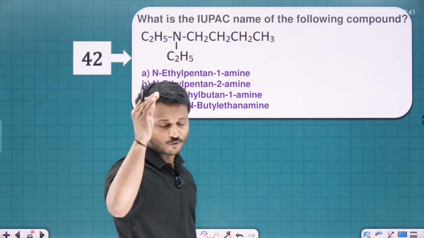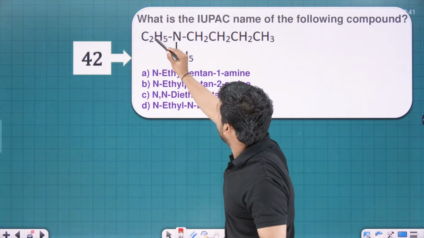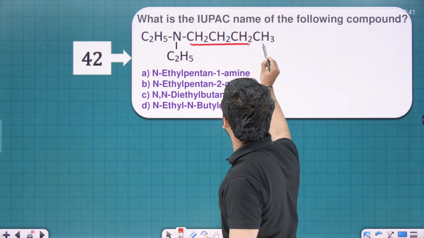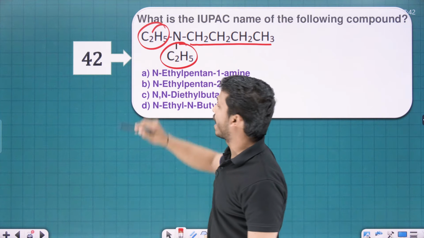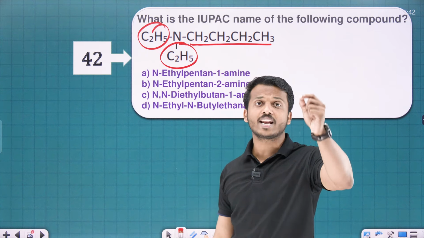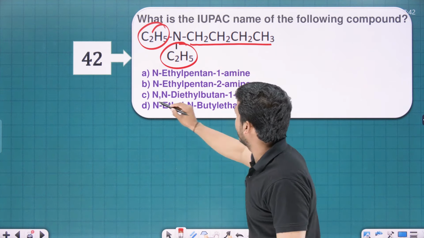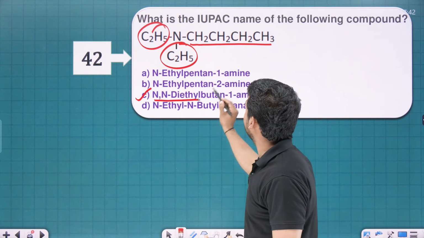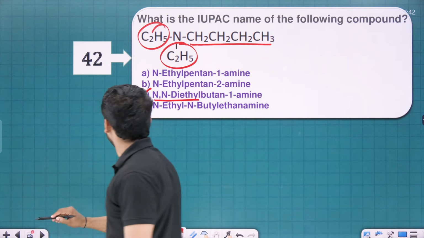What is the IUPAC name of this compound? Pause the video, find the answer, all of you, and then watch. Here, left side ethyl, down ethyl, right side is butyl. So the right side is the parent chain, and the two ethyls are branches. Nitrogen contains two ethyl branches, so it's called N,N-diethyl. Where is that? Option C. N,N-diethylbutanamine, butan-1-amine, correct?